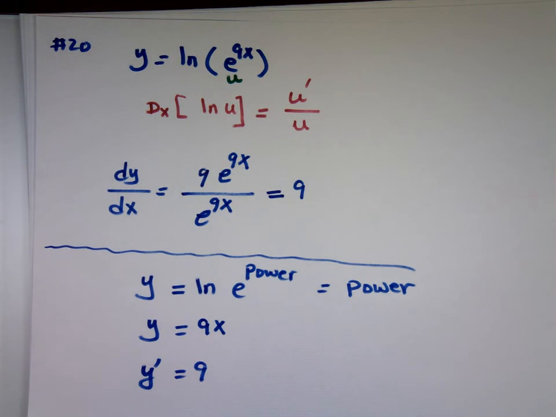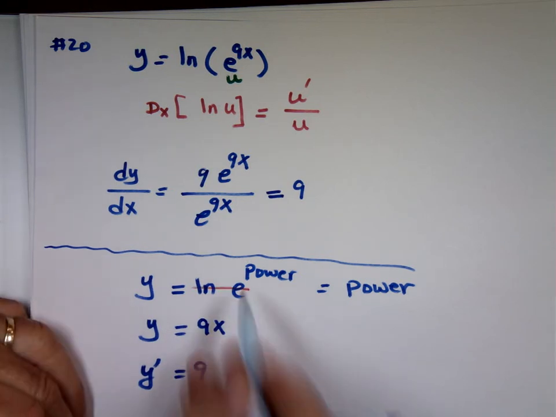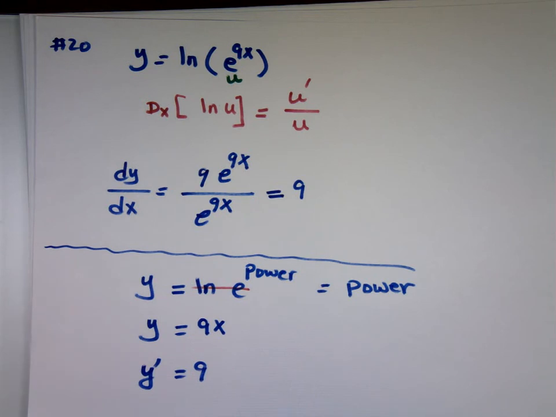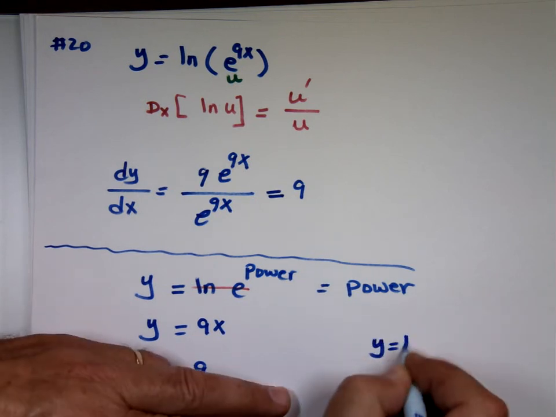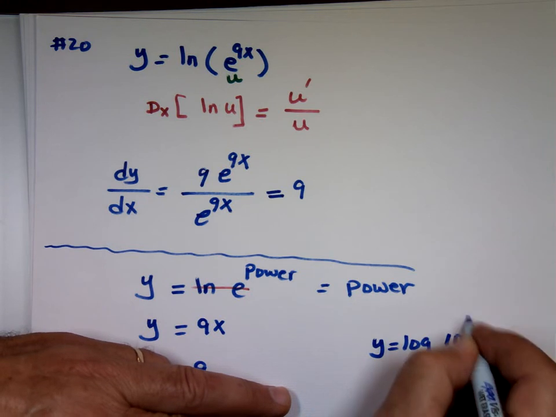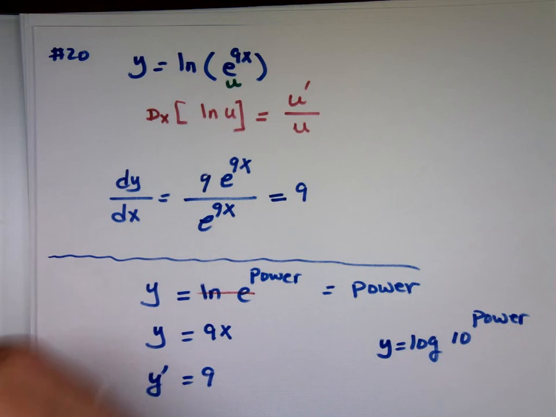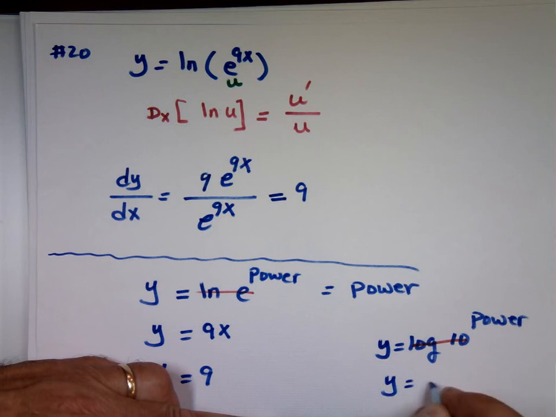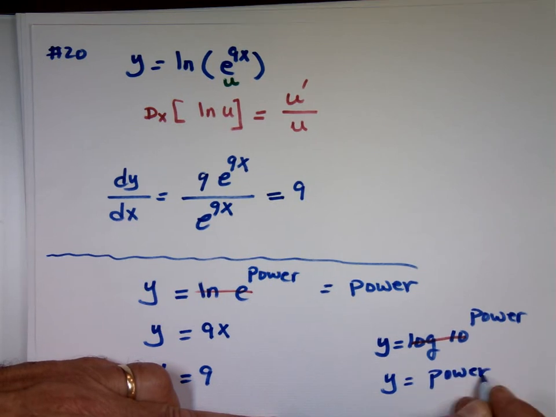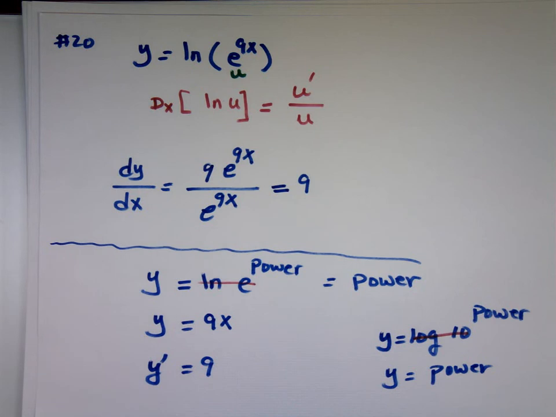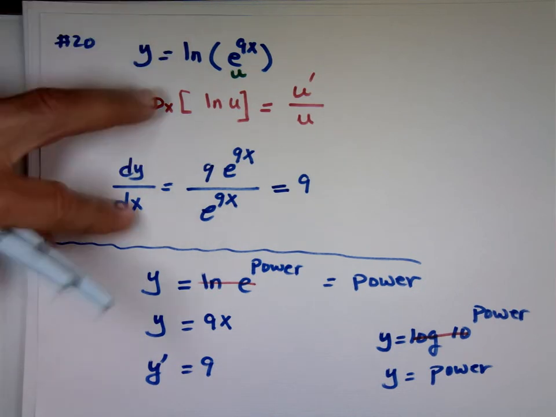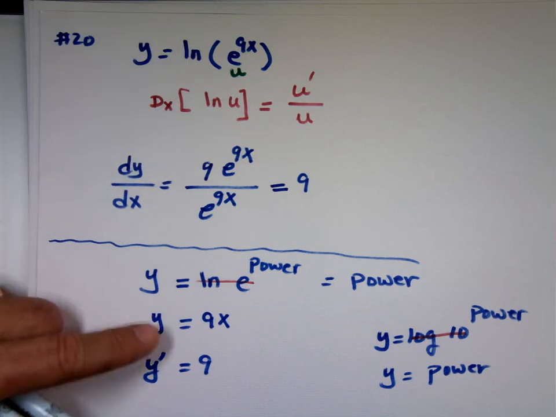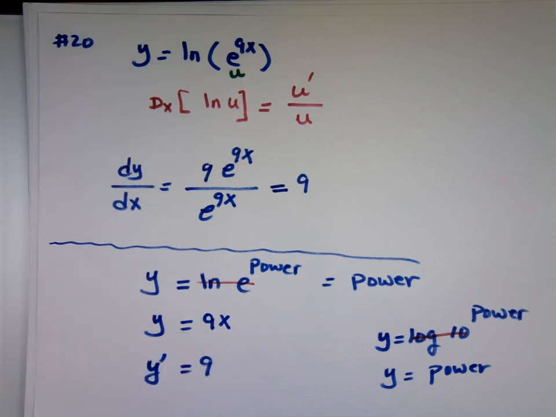If I pull my notes from Tech Math 2, I guarantee you you'll see that equation. The natural log of e to the power, I say the natural log and e will always cancel each other out. You end up with the power. And the same thing, if you have y equals the common log of 10 raised to a power, mathematically these two will cancel each other out and you end up with y equals the power. So there are two ways of doing it. If you simplify the problem like I did here, you can write it as y equals 9x, then take the derivative of that. If you didn't see it, do it the long way. Your answer is still the same.